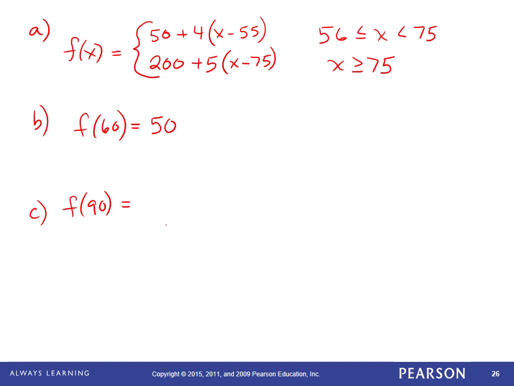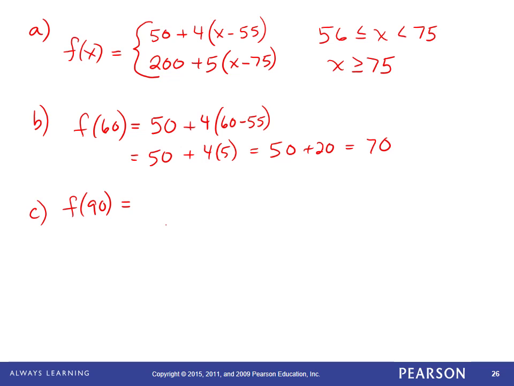All right, for traveling 60 miles an hour, we're going to use the top function again here. It's going to be 60 minus 55 as we plug it in, which should give us 50 plus 4 times 5. And eventually, I think a $70 fine, is that right?